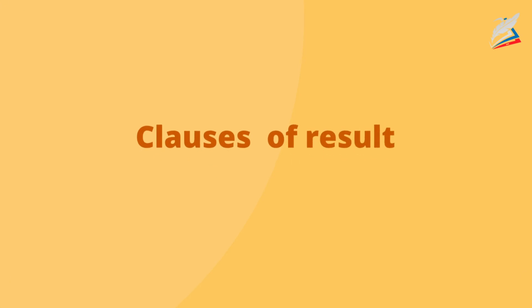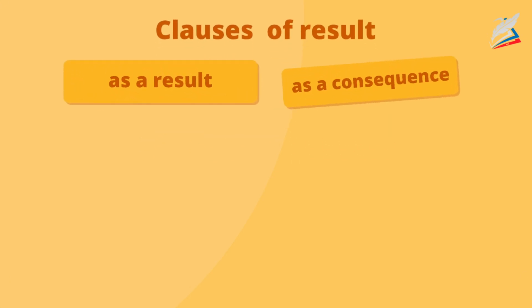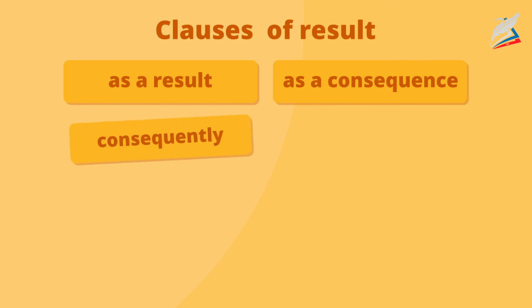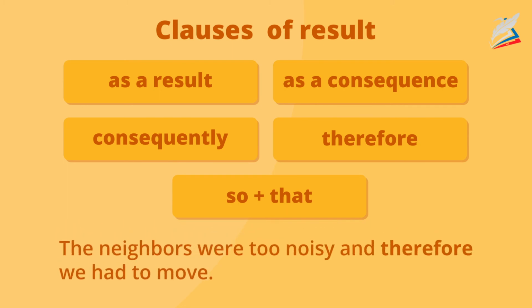To speak about result, you can use different options. As a result, as a consequence, consequently, therefore, so plus that. The neighbors were too noisy and therefore we had to move.